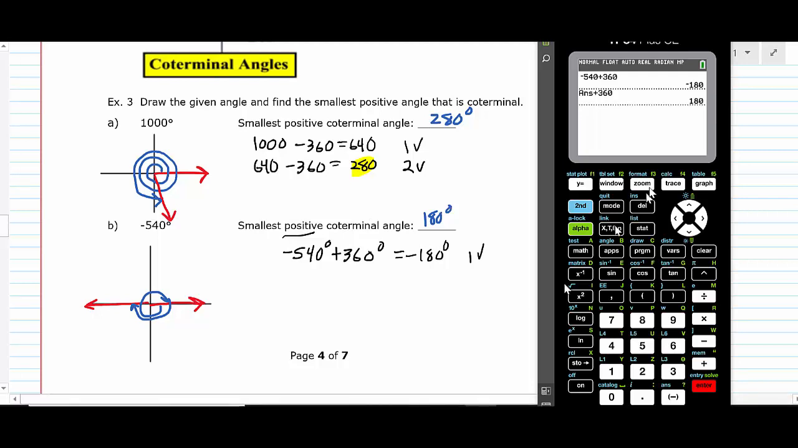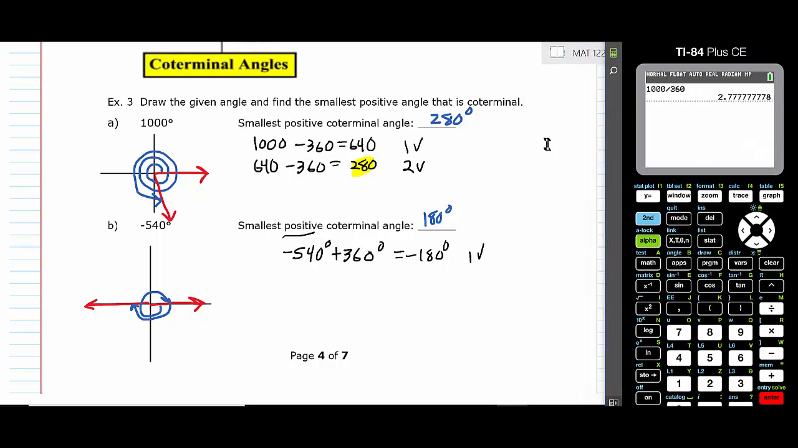Okay, so I want to show you one other thing you can do. With 1,000 degrees, this is the way I usually do this: I just take 1,000 and divide by 360. This is a good thing to write down if you need to. So 1,000 divided by 360 gives you 2.7, and then repeating sevens. Well, what do you think the 2 means? That means you're doing 2 laps. And how about the 0.7? That's kind of like a percentage of what's left over.